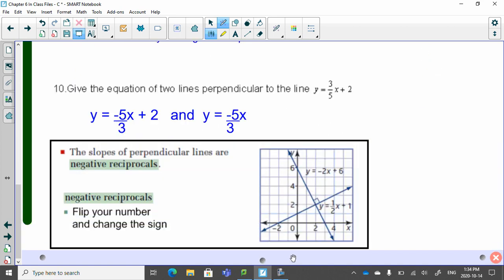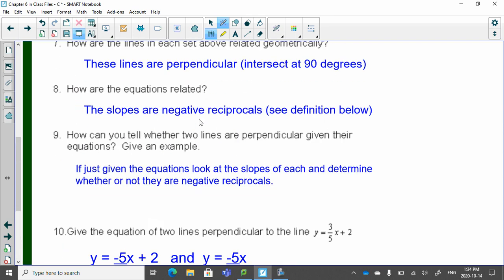So at the bottom, you can flip your number and change the sign. That's called a negative reciprocal. So -2, you flip it, so it becomes 1 over -2, change the sign, just 1 over 2. Negative reciprocal. So that's the investigation.